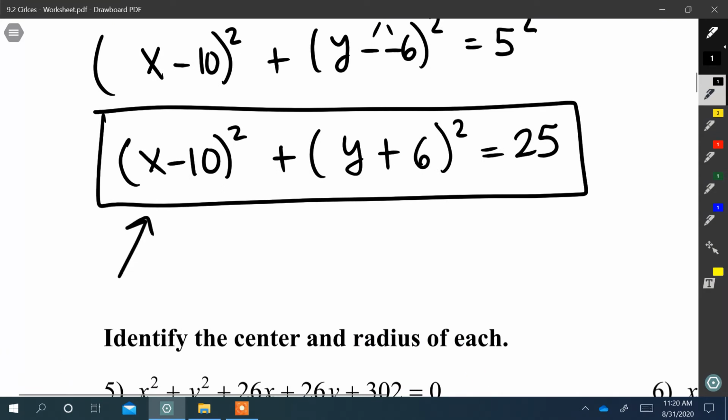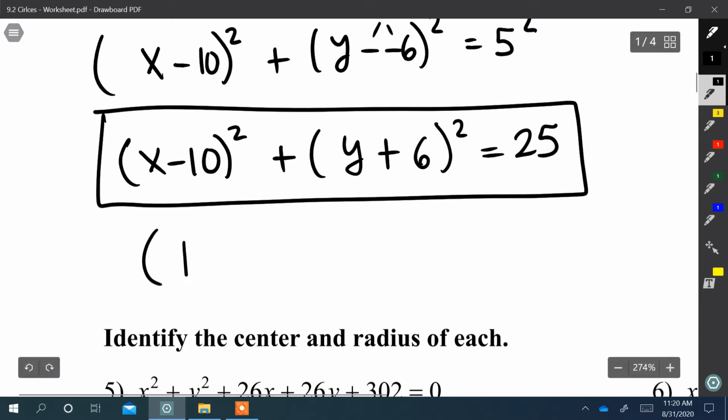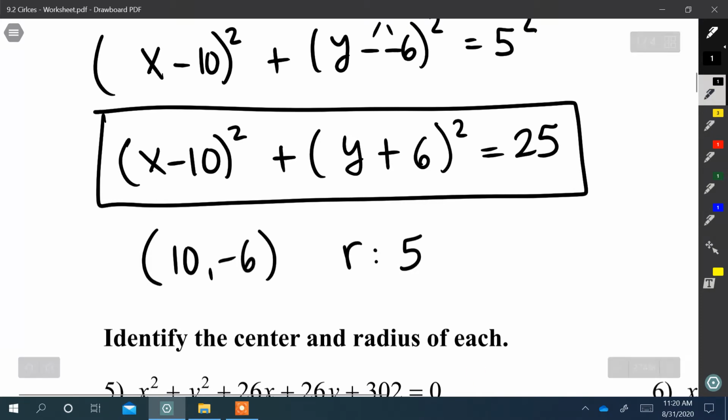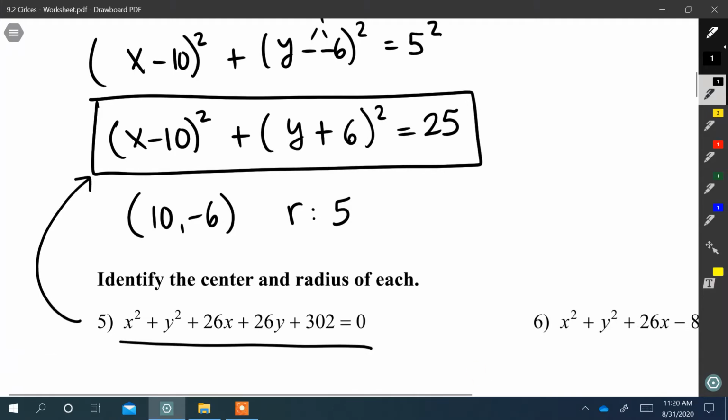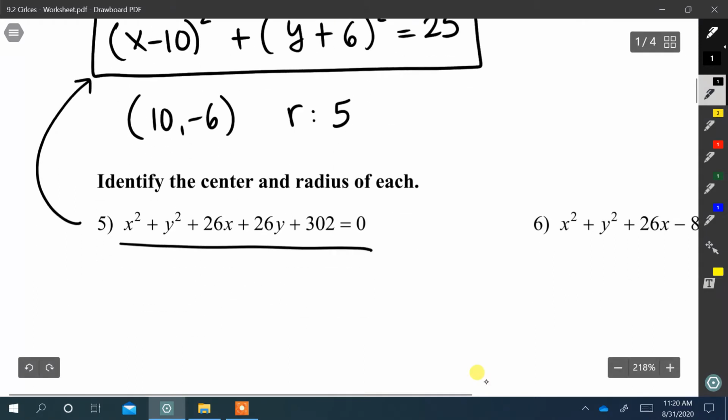Why? For example, if I look at this formula right here, I know that the center is (h, k), and I know what the radius is. The radius is the square root of that, which is 5. Automatically I can tell that the center is 10 and -6. So we want to rewrite this so that it looks like that. That could be a little bit challenging, but it's not too bad. You will see what we need to do in here.